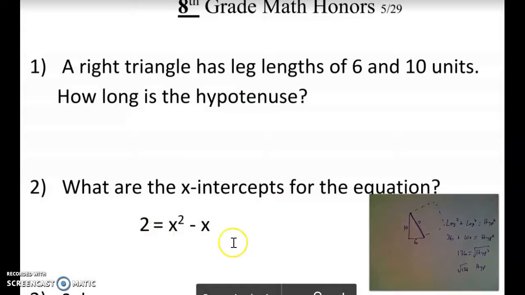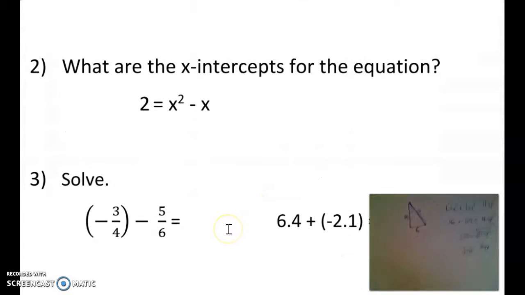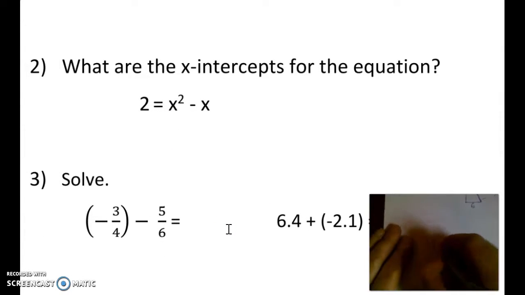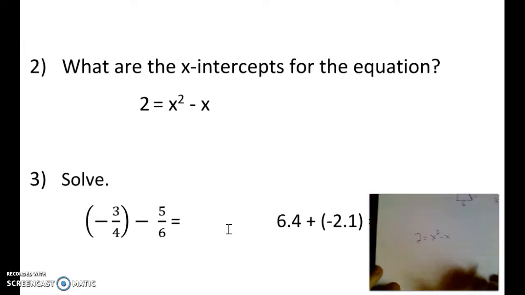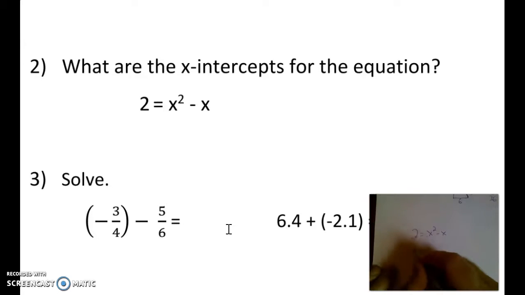The second question, what are the x-intercepts for the equation 2 equals x squared minus x? What I want to do is try and use the quadratic formula to find the x-intercepts. And to do that, what we want to do is write this in the standard form, which is y equals ax squared plus bx plus c, which means we want the x squareds, the x's, and the y-intercept on one side. And to do that, we just need to subtract 2 from this other side.